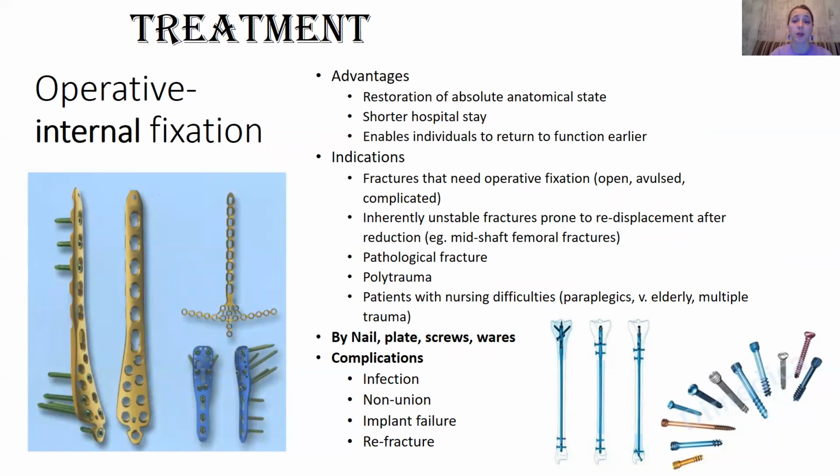If we have a displaced fracture, often we treat it operatively because we need an anatomical reduction of the fracture. Operative treatment is internal fixation. What about the advantages of this method? Restoration of absolute anatomical state, so we can perform absolute anatomical reduction. Shorter hospital stay: you perform the operation, 2-3 days of antibiotic therapy, dressing of the wound, and the patient doesn't need a hospital stay. It enables individuals to return to function early. If you stabilize the fracture, you can begin the rehabilitation period 2-3 days after the operation.